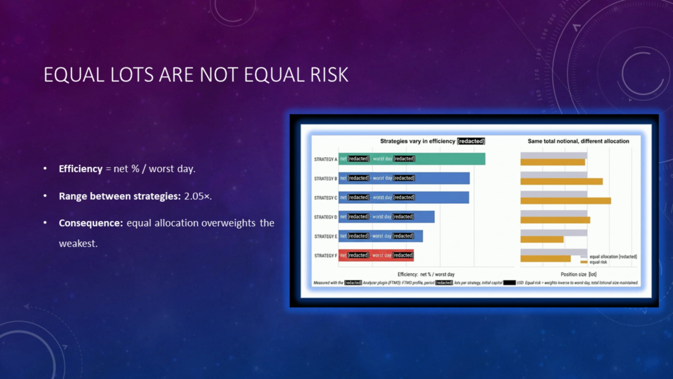The allocation candidate follows directly from that. Weights inverse to each strategy's worst day, normalized so the total notional stays the same. Every strategy then contributes an equal share to the binding constraint. The exact position sizes and measured figures are on Hero.